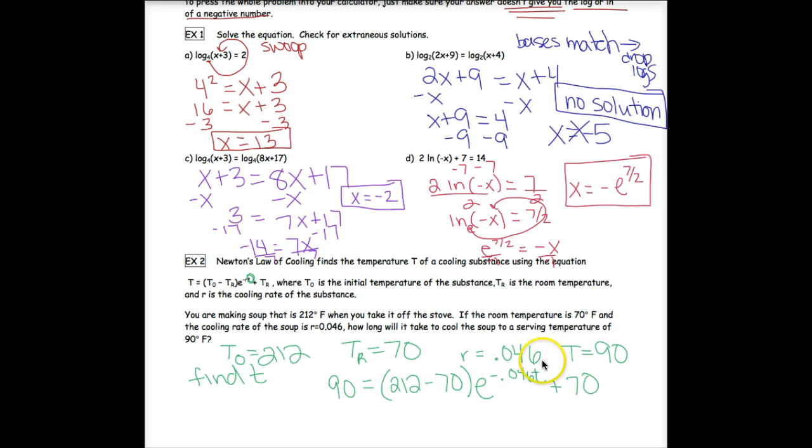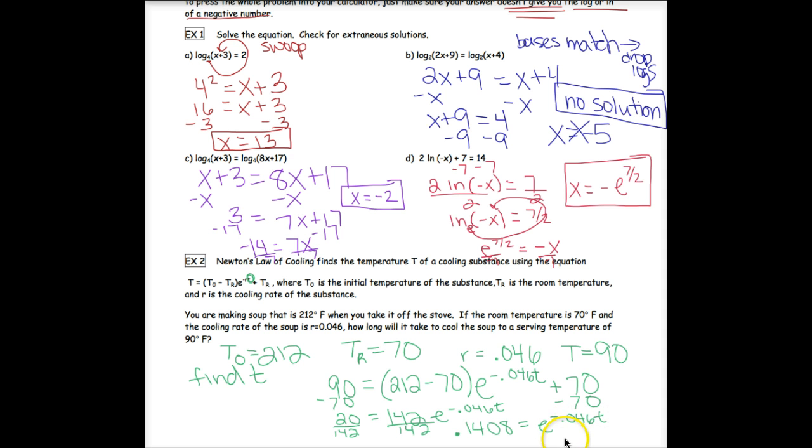All right, so to solve this, we first need to subtract 70 on both sides. Gives me 20 over here. Then if I do the 212, take away the 70, that gives me 142. So 142 e to the negative 0.046 t. So if I'm trying to get t alone, I need to divide by 142. So 20 divided by 142 gives me 0.1408, and that is equal to e to the negative 0.046 t.